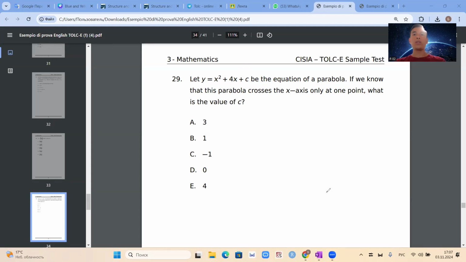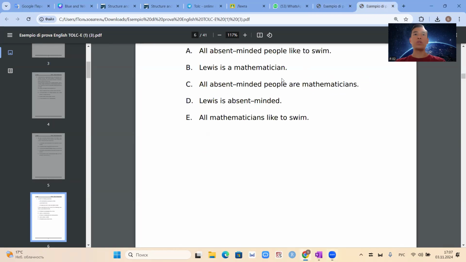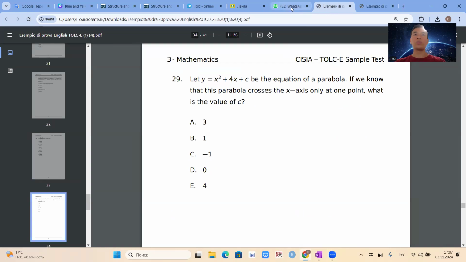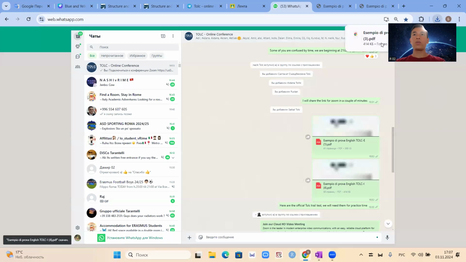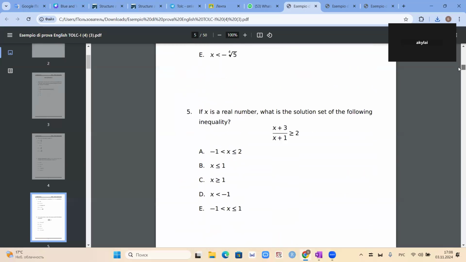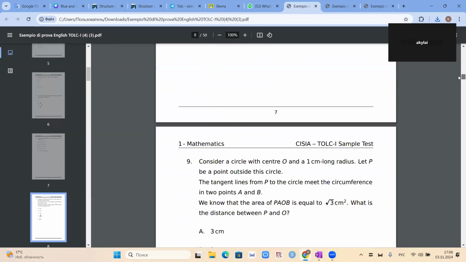Okay. Now we can start to solve TOLC-I. This was TOLC-E. Here is TOLC-I, if I'm not wrong. How many months usually does it take to prepare for TOLC-I? Last year, my course duration was 2 months, and 2 months was enough to prepare for TOLC-I. Most of the students could get very high scores from the first time. You'll see it later.